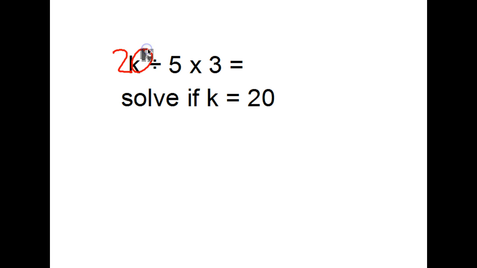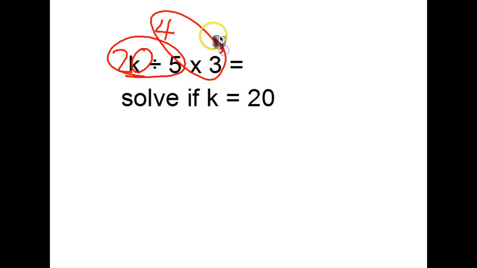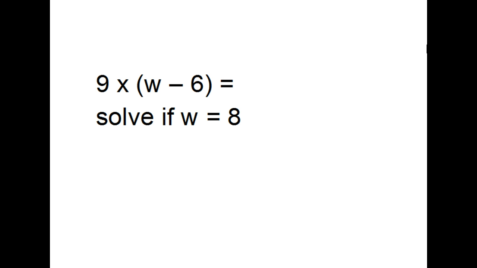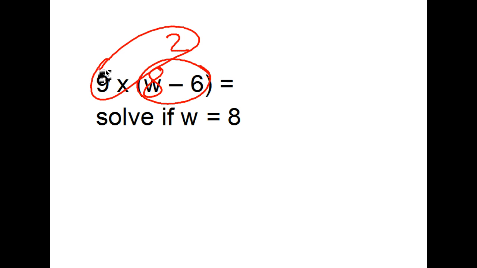So a 20 goes right there for k. 20 divided by 5 times 3, they're equal power, so I'm doing the division first. 20 divided by 5 equals 4. 4 times 3, 12. Easy peasy. Solve if w equals 8. Putting the 8 right in for the w. We've got parentheses, so I'm going to do the parentheses first. 8 minus 6 equals 2. 9 times 2, 18.